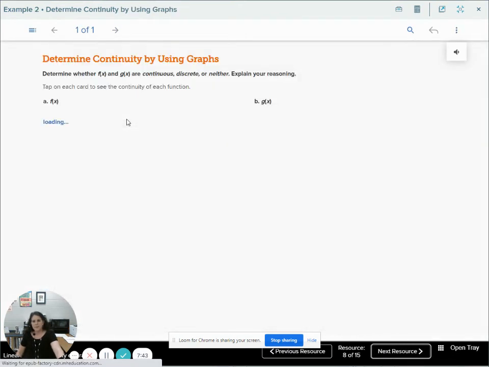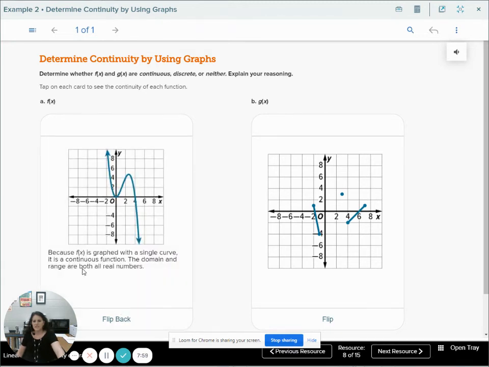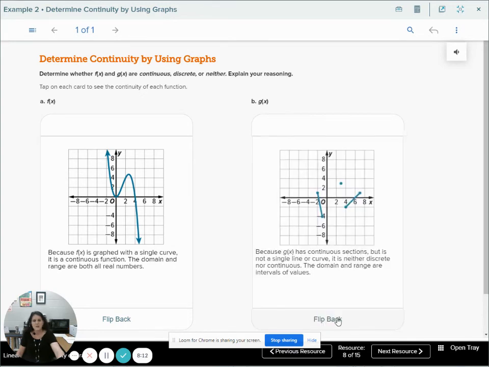Looking at the next example, we're going to determine continuity. It says determine if they're continuous, discrete, or neither. Well, this looks to me like it is continuous. All of the points are connected with a line. So this function is a continuous function. This one is neither discrete nor continuous because from here to here it's continuous, from here to here it's continuous, but then I've got this point out here all by itself that's discrete, so we can't specify it as being one or the other. There's not a single line or a single curve, so it's neither discrete nor continuous.